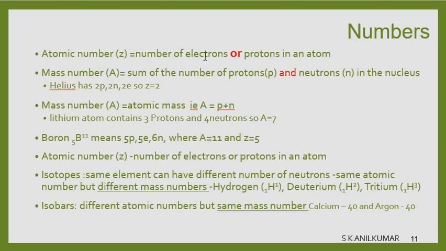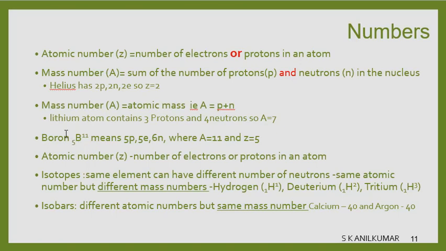Atomic number is the number of electron or proton. Mass number is the same as atomic mass. Mass number and atomic mass are the same: proton plus neutron. Lithium contains 3 proton and 4 neutron. So we call it 7, proton plus neutron.